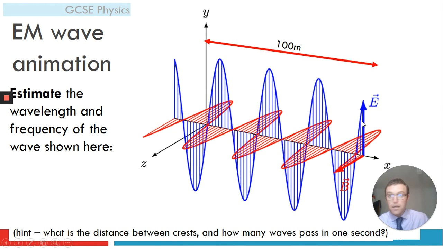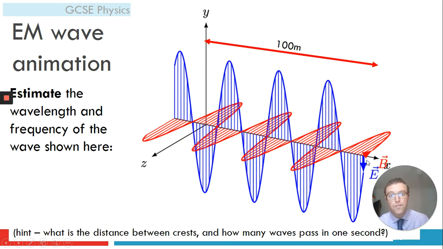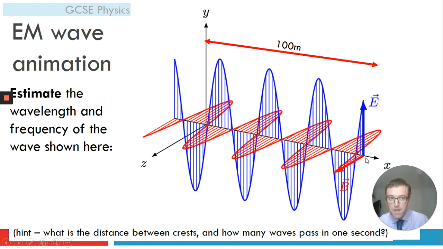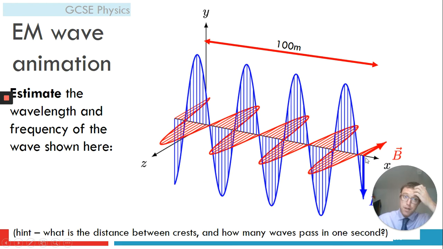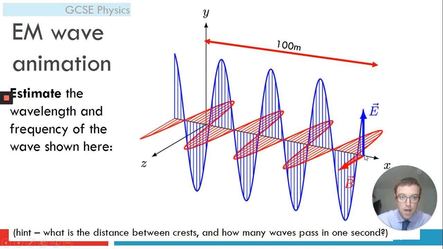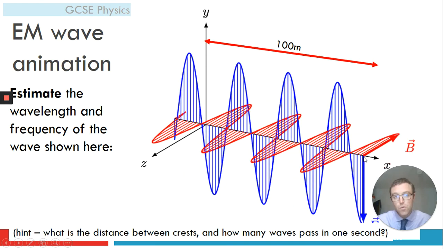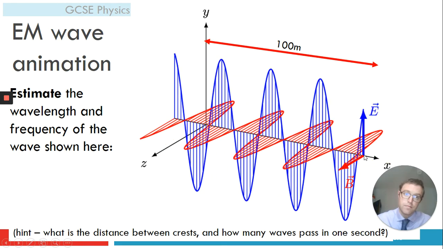I'd like you to try to estimate the wavelength and the frequency of this wave. How are we going to do it? Don't worry, I'll help you out. How we can do it is to pick a point. I suggest we pick the end here where we can see the arrows. Estimating the wavelength is going to be simple.